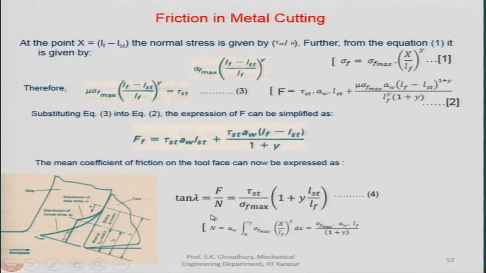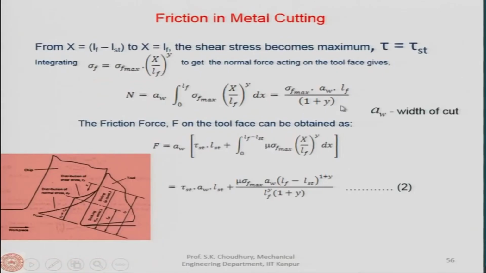Now, we can take the ratio of f and n to get the tan of the friction angle, and the mean coefficient of friction on the tool face can now be expressed as this. Why are we calling it the mean coefficient of friction? Because we have taken the sliding friction and the sticking friction, the sticking zone. So, whatever the mu is now, it is not this or this, but it will be a mean value.